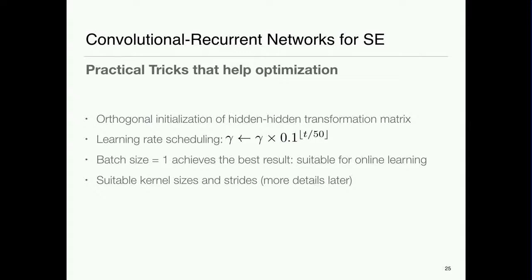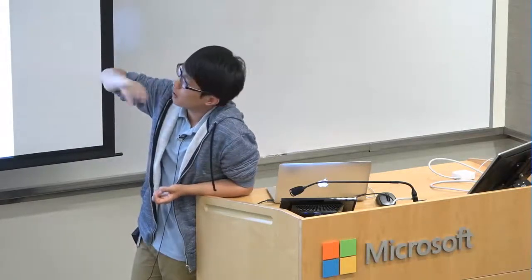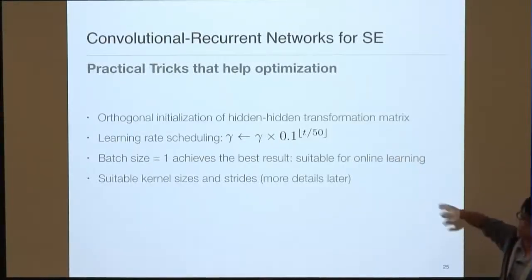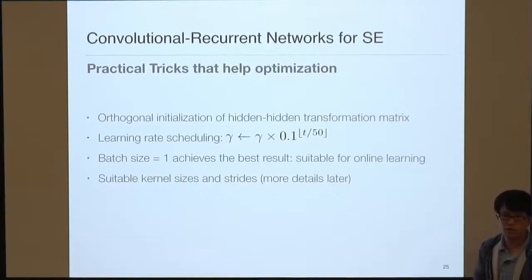So I just introduced the system we're going to use, but in order to make it work in practice, we need to apply several tricks. These tricks are what I found to be important. The first one is orthogonal initialization of the hidden-to-hidden transition matrix of the recurrent neural network. The reason we need this is to make sure that at the beginning of the optimization, the objective function does not blow up. We use orthogonal initialization to make sure all the eigenvalues are equal to 1, so that even if the input sequence is very long, it does not blow up.